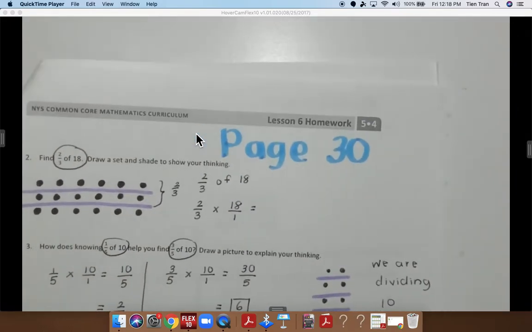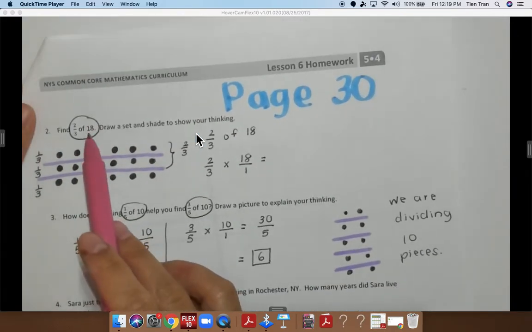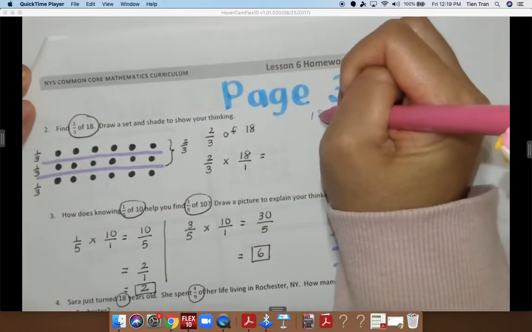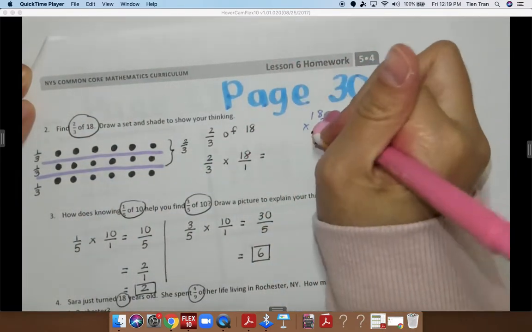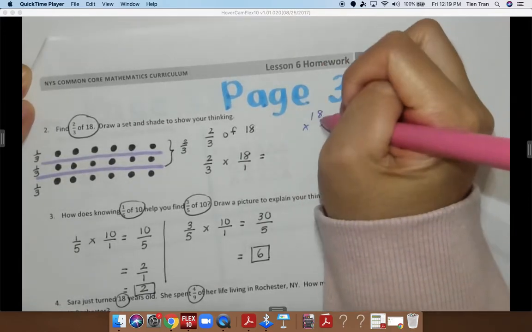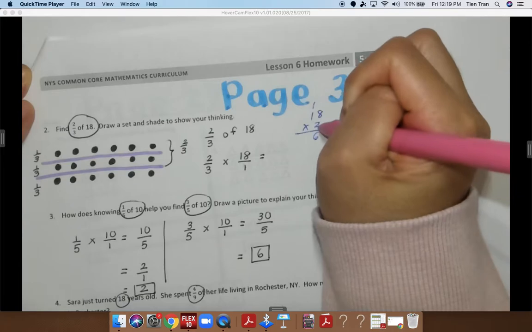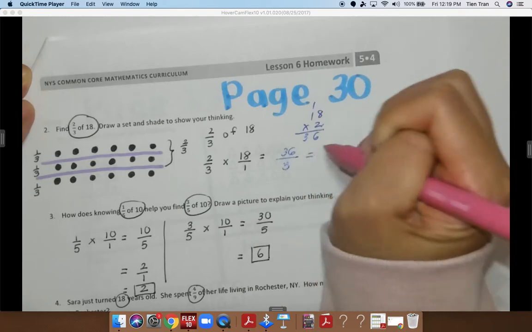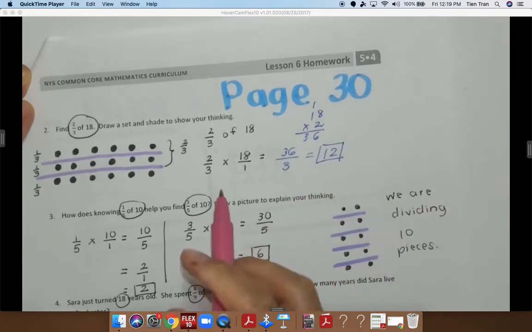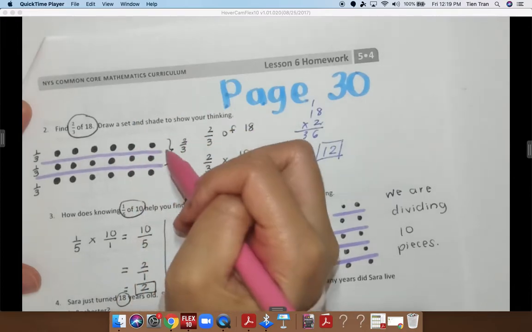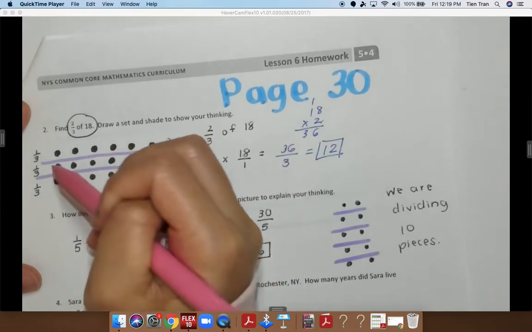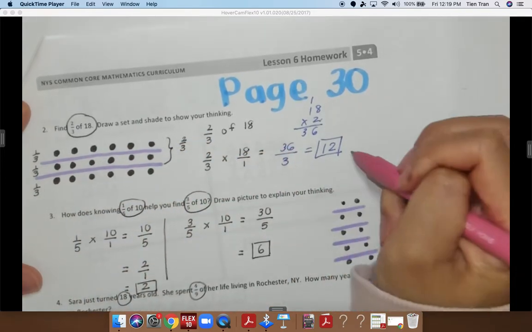There are some word problems they have for you. For number 2, it says find 2/3 of 18, draw a set and shade to show your thinking. So 2/3 of 18, I can multiply 18 times 2. 8 times 2 is 16, 2 times 1 is 2, plus 1 is 3. So I have 36 divided by 3, which is going to give me 12. Now 2/3 of 18 means that I am counting both of these parts right here. So 1, 2, 3, 4, 5, 6, 7, 8, 9, 10, 11, 12. And they are both the same.